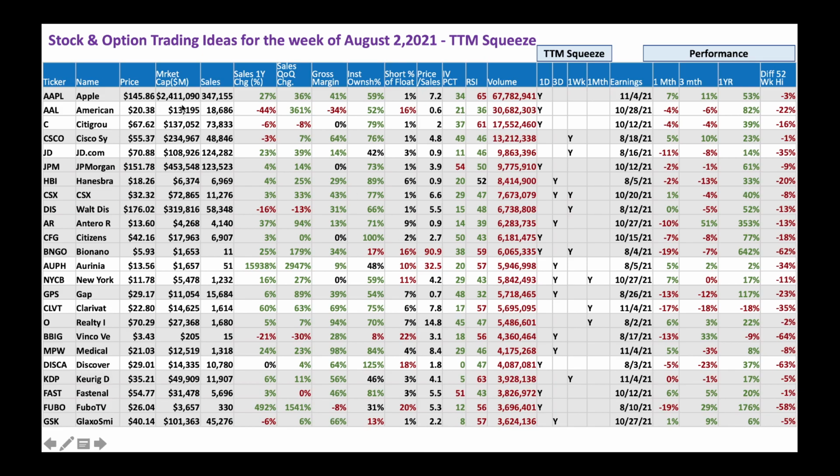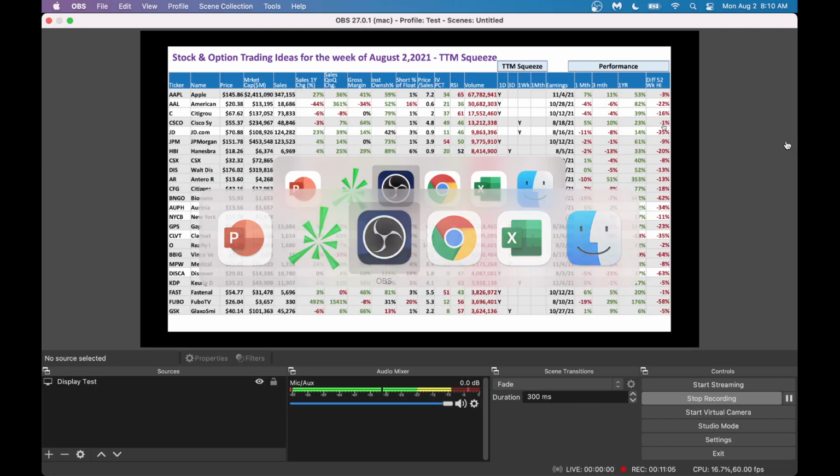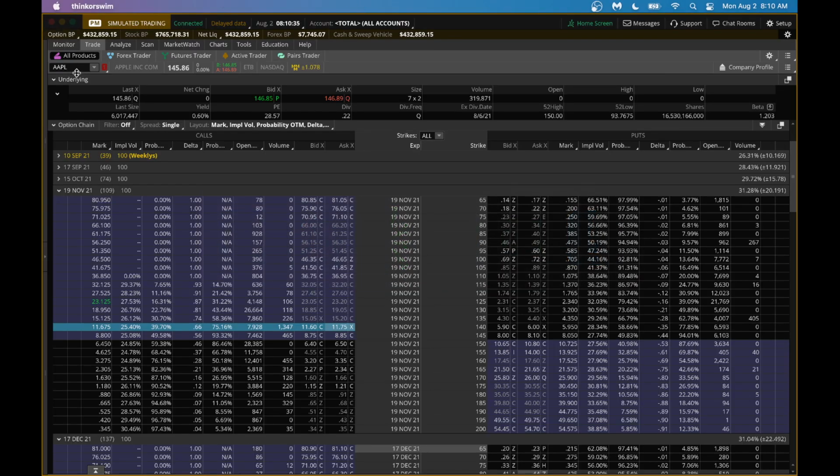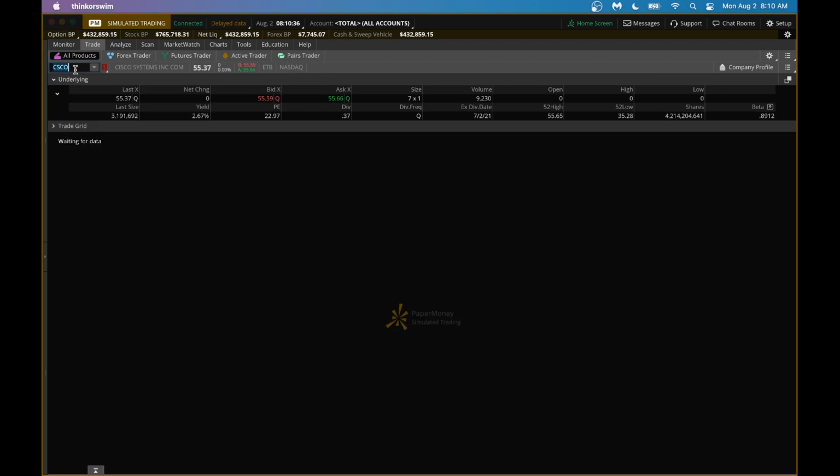As you scan through here, we've got Cisco. Cisco is at $55. Right now there is a weekly squeeze here. The stock is just 1% below its all-time high. We could look at how Cisco is at this time and go from there. So if I go to Cisco here, CSCO.